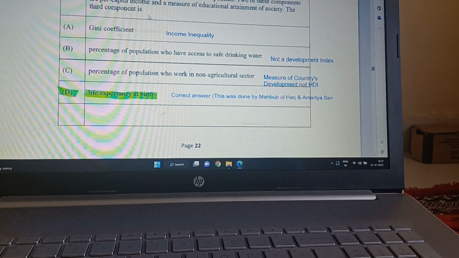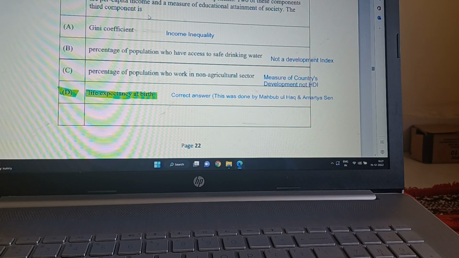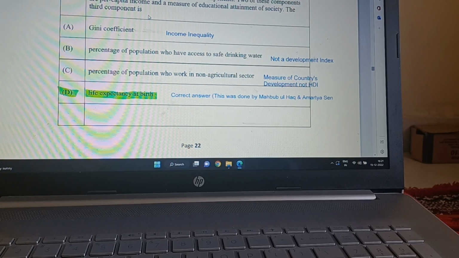So this tells us that the human development index is about per capita income, means people have enough money to eat well, and a measure of educational attainment of society, means society is well educated. If the society is not educated, it doesn't become development. And the third one is, when people are happy, means well educated and having good income, they should obviously live a longer and happy life. So that gives us the life expectancy at birth.